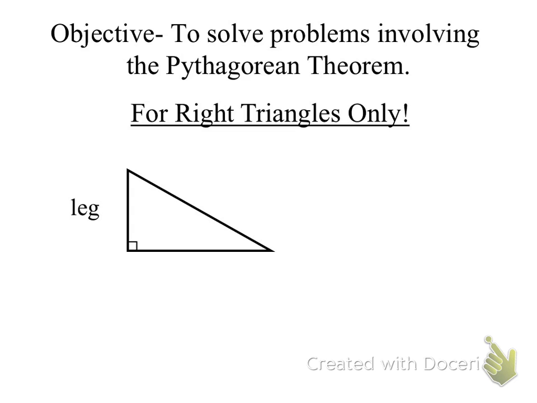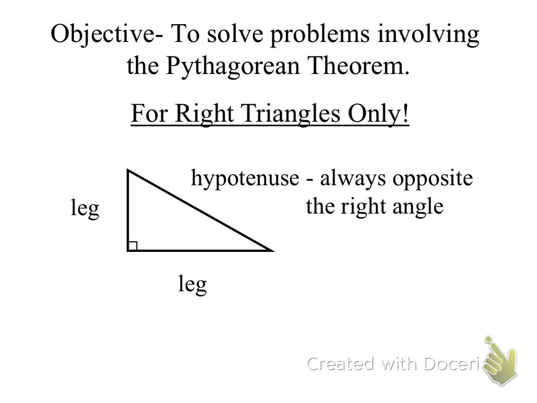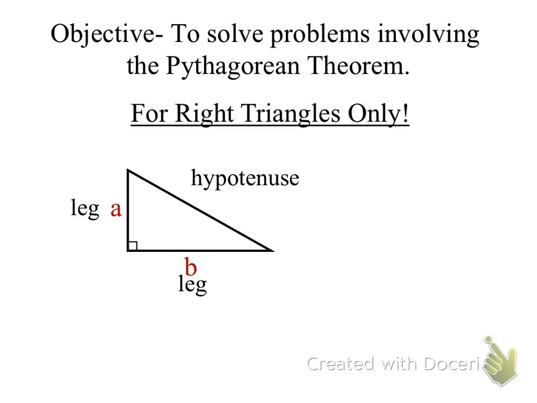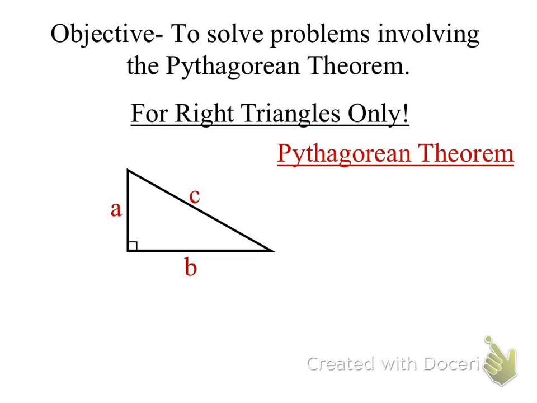So the parts of a right triangle: the two sides that are connected to the right angle are called legs, and the longest side, opposite the right angle, is called the hypotenuse. The longest side is always the hypotenuse. Generally, we refer to the legs as either A or B, and those are interchangeable. It doesn't matter which one we're calling A or B, but the hypotenuse is generally always referred to as C. And so the formula is A squared plus B squared equals C squared.